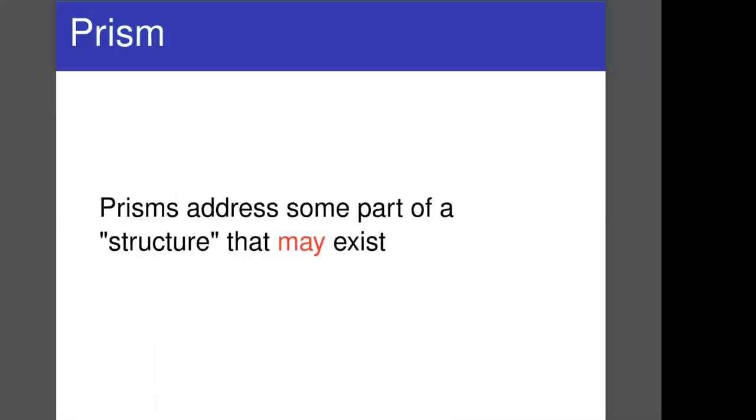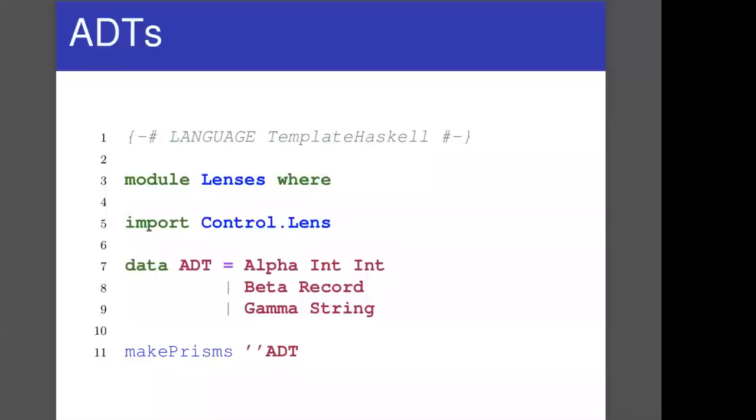Prisms have a relationship with lenses, where if lenses are looking into the elements of products, prisms are looking at the possibilities of coproducts. So if I have a tuple and I want to look at the first element, I use a lens. If I have an either, and I want to look at the left value if it's there, then I'm using a prism. So prisms give you a way to look into things that may not exist. And either is sort of the canonical prism.